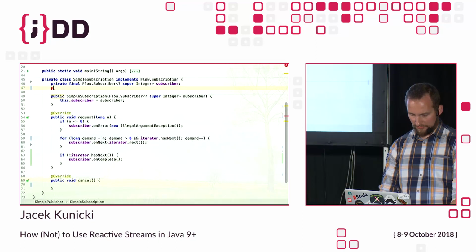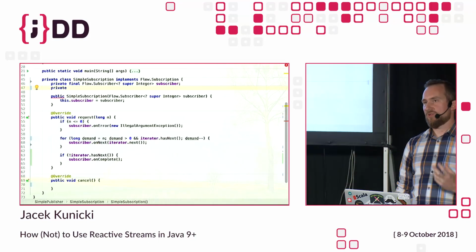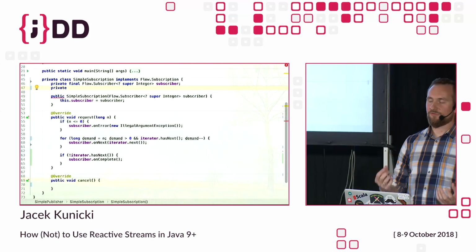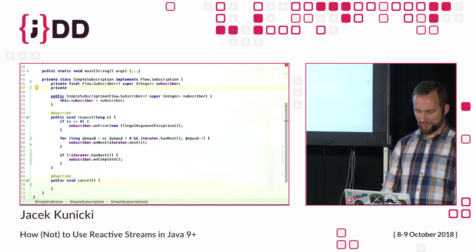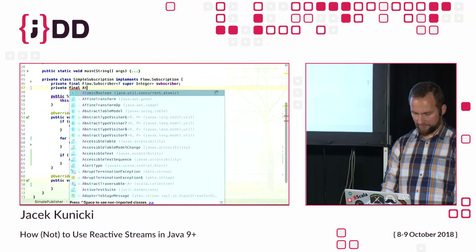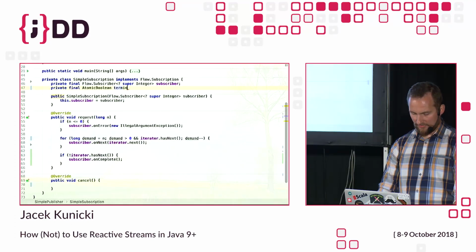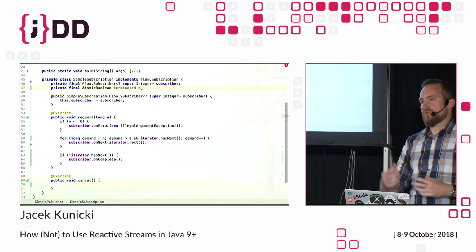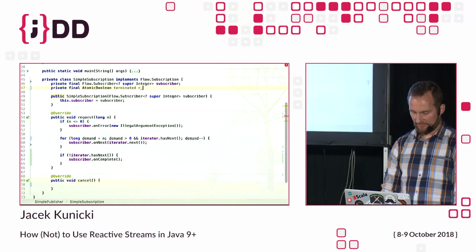So what we are going to use is an atomic Boolean as a flag to basically hold the information whether we have been terminated or not. It's going to be called terminated. And we start with false because initially the pipeline is not terminated, of course.